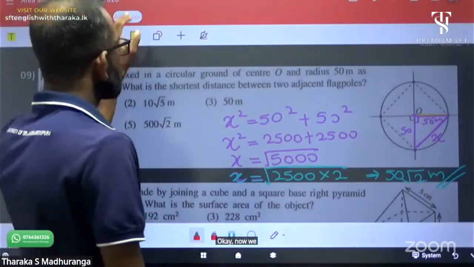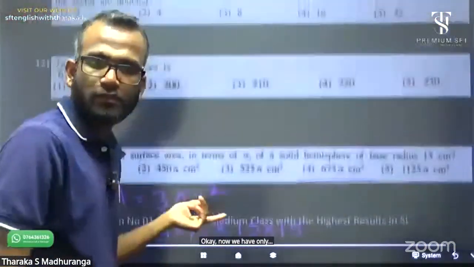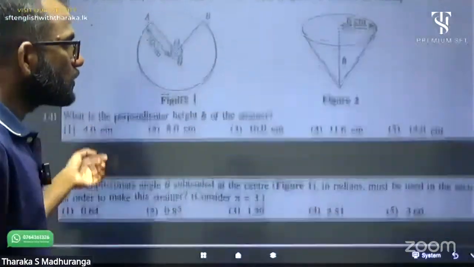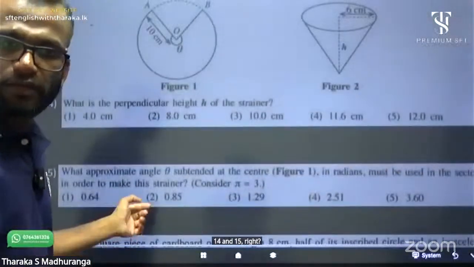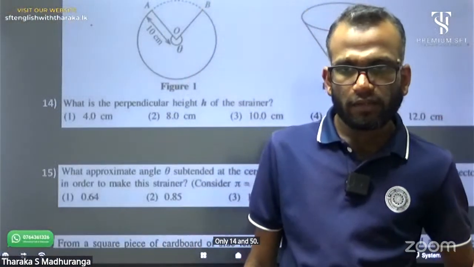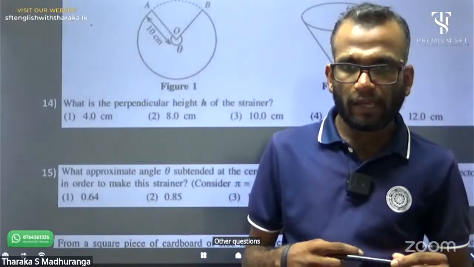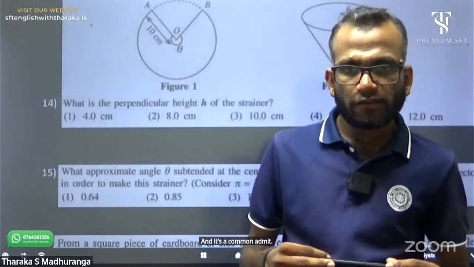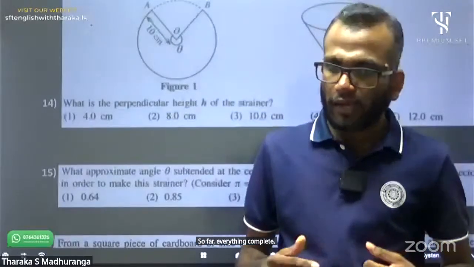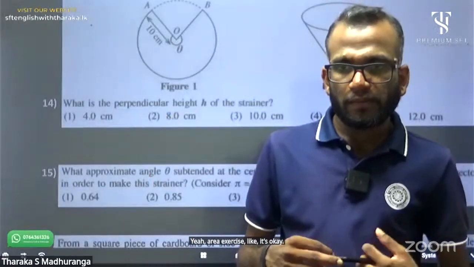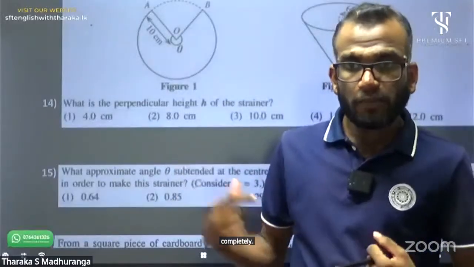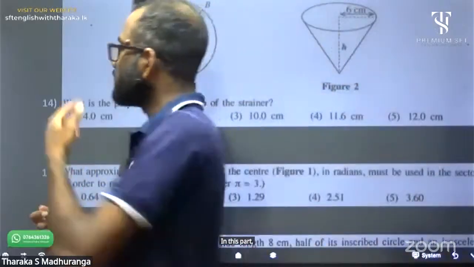Okay, now we have only 14 and 15, right? That's all. Shivan? Only 14 and 15. Other questions we can discuss. Safa? Everything complete. Yeah, area exercise. It's okay. In this part, 14 and 15.